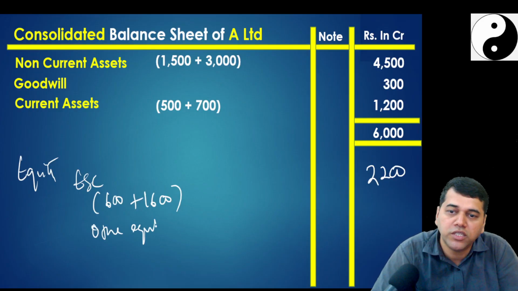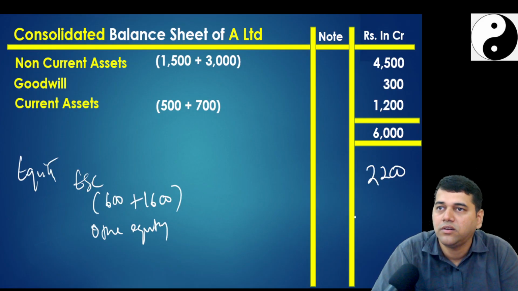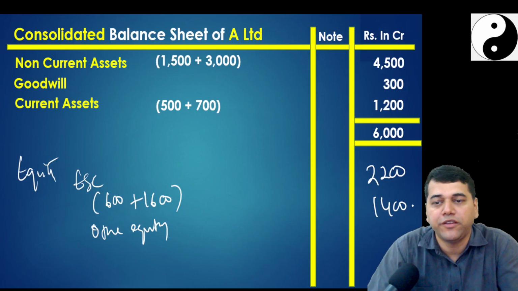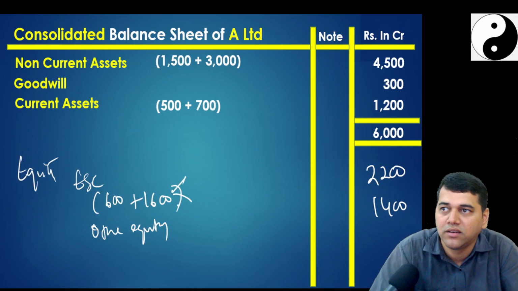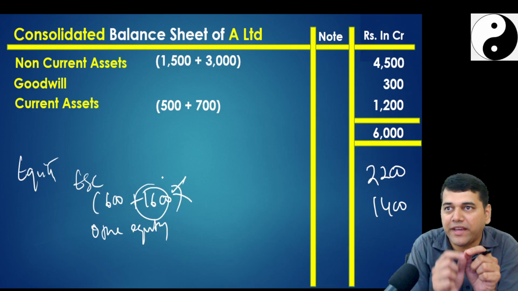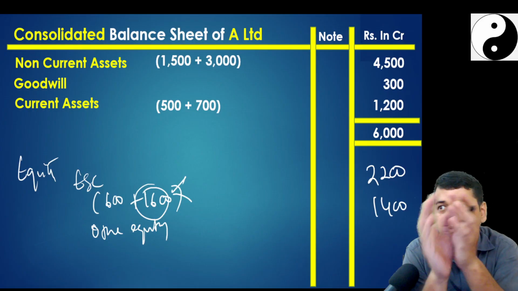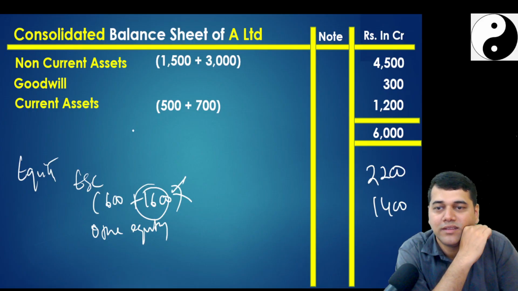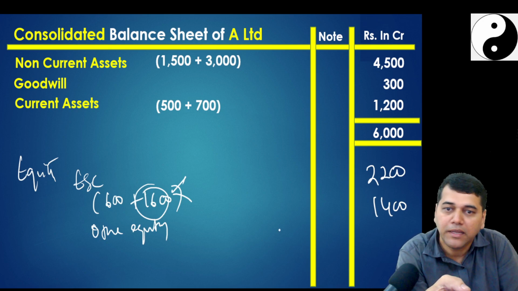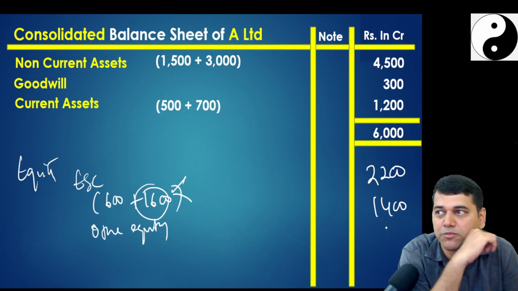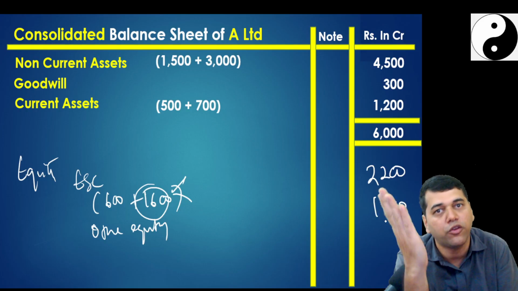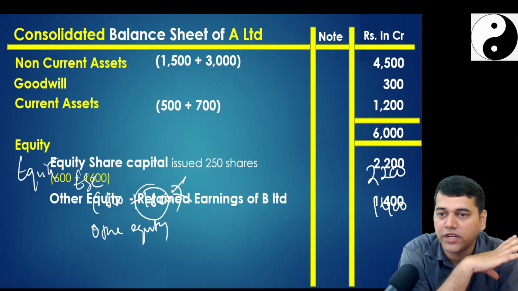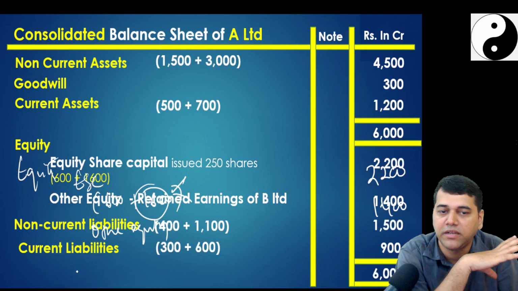Other equity, how much? Only B. Generally, if we were able to split the 1600, this much is the face value, this much is the share premium, the problem is solved. We would have had share capital at face value, and the balance amount we would have added to other equity, just like the last problem. But we cannot do it here because their face value is 3 and ours is 10. So other equity we will write 1400 only, and the non-current assets and liabilities will be this.